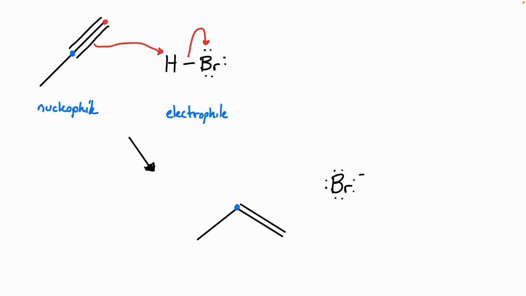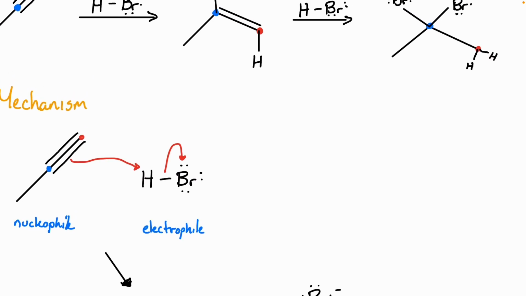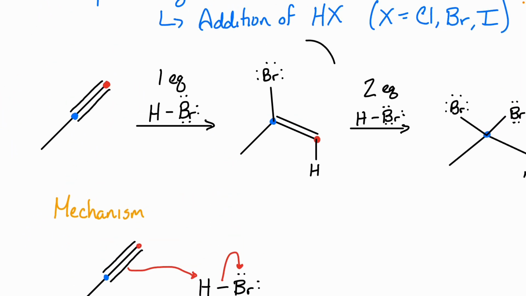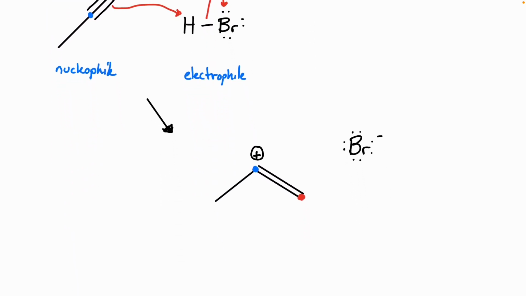And where do we think that positive charge is going to go? The blue carbon or the red carbon? The more substituted carbon, absolutely. So just like we saw before, we have this carbocation intermediate. That carbocation forms on our more substituted carbon, which is why we see this Markovnikov addition just like we saw before, where the bromine goes on the more substituted carbon.